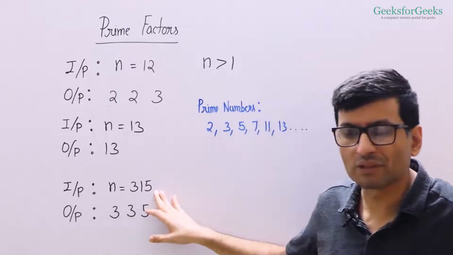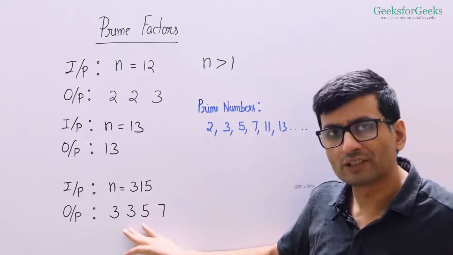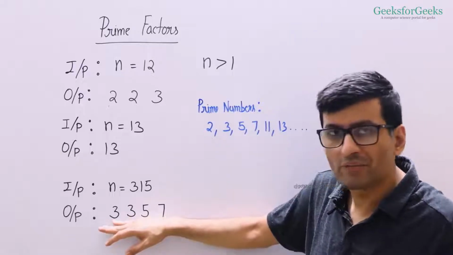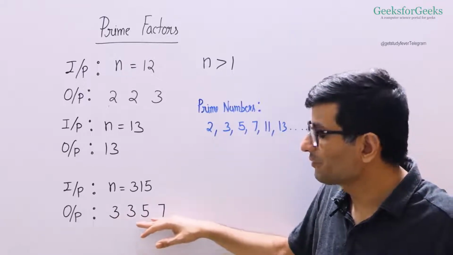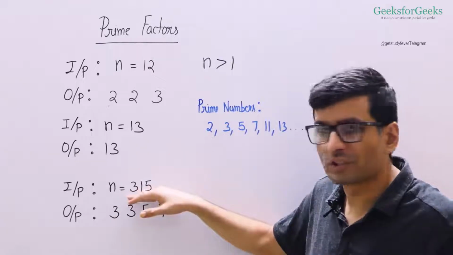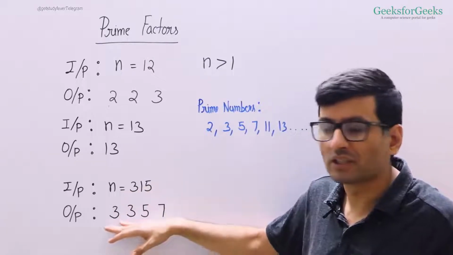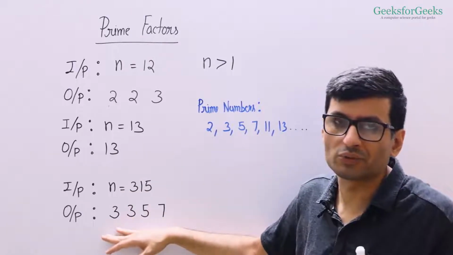Let us see this example. It has multiple divisors, but the prime divisors are 3, 3, 5, 7. 9 is also a divisor of it, but we are not writing 9. We are writing only the divisors which are prime.